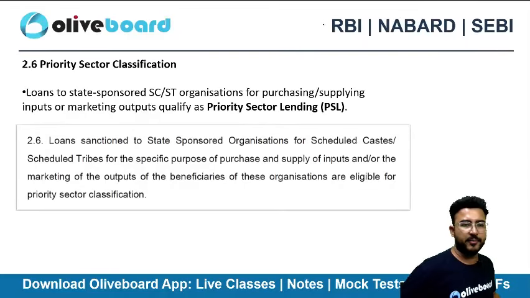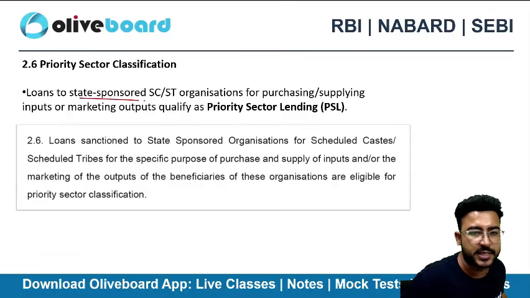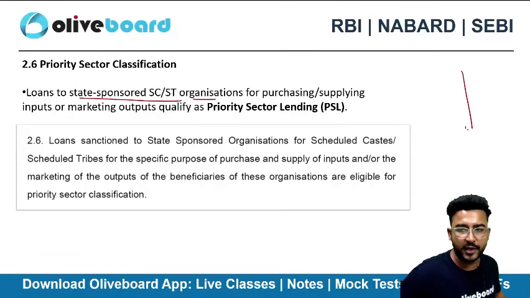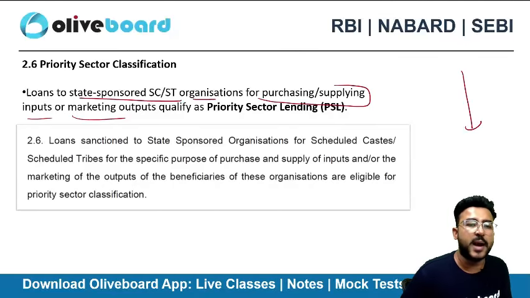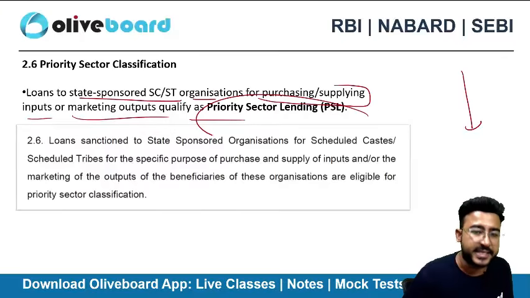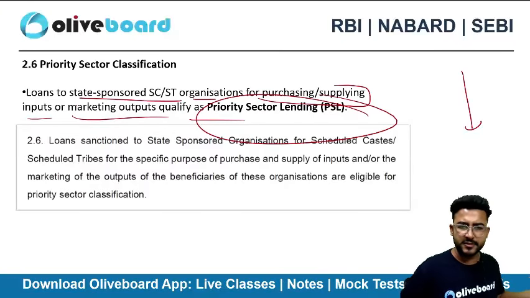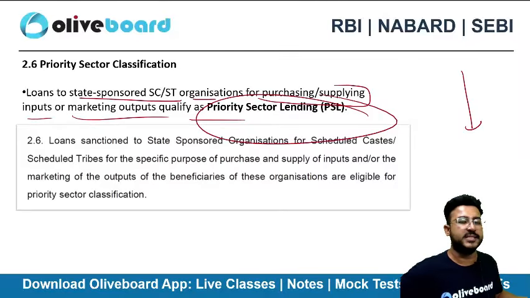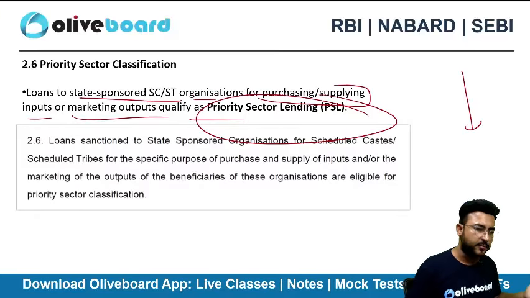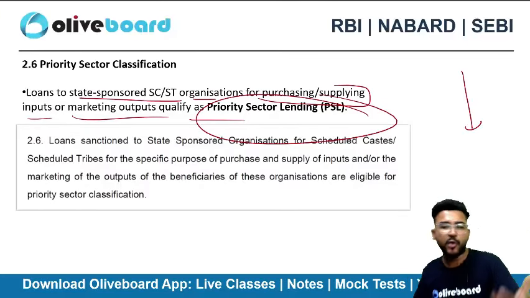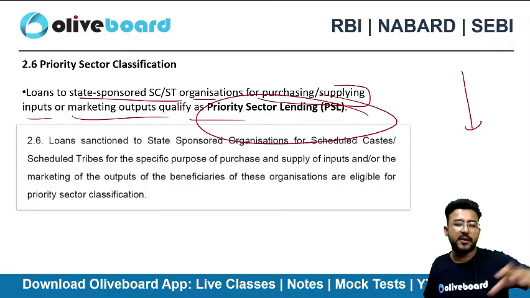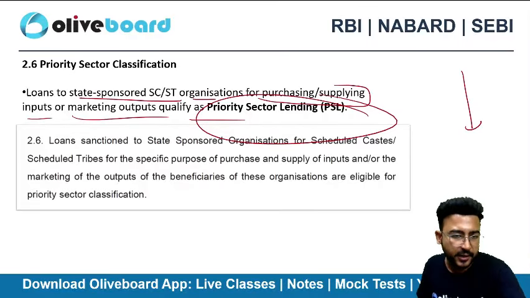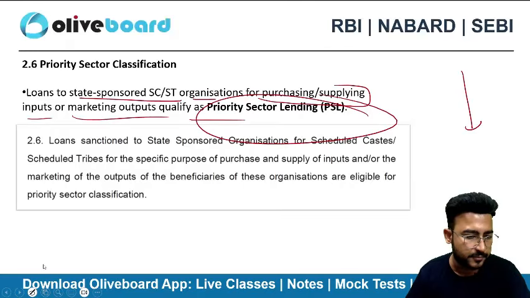So this one you need to remember: loans to state sponsored SCST organizations. Let's suppose you are offering a loan to a state sponsored SCST organization for purchase or supply of inputs or marketing of output, it qualifies as PSL. Let's suppose HDFC Bank has given such a loan to the state sponsored SCST organization; that will be counted as a PSL loan for HDFC Bank, right? So you can remember this one at least. This can be important.